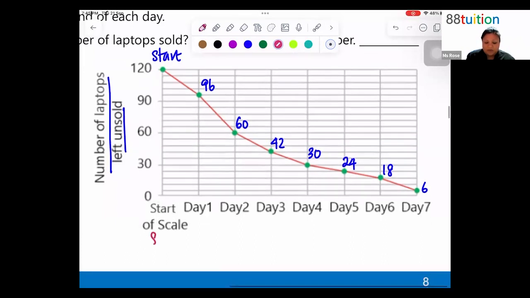So now, in terms of sold, in day 1, how many laptops were sold? From 120, it went down to 96. That means 24 laptops were sold. Then it went down to 60. So that means 36 laptops were sold. Then 42. How many laptops were sold in day 3?